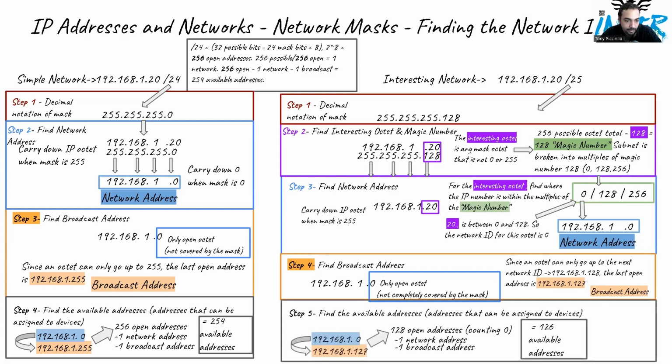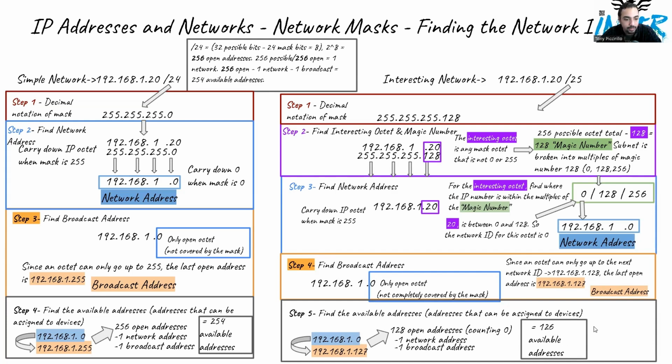Finally, let's find the available addresses for our subnet. So we know now that it's 192.168.1.0 all the way up to 192.168.1.127, since we include 192.168.1.0 in the count. So if we subtract the network address and broadcast address, we get 126 available addresses.